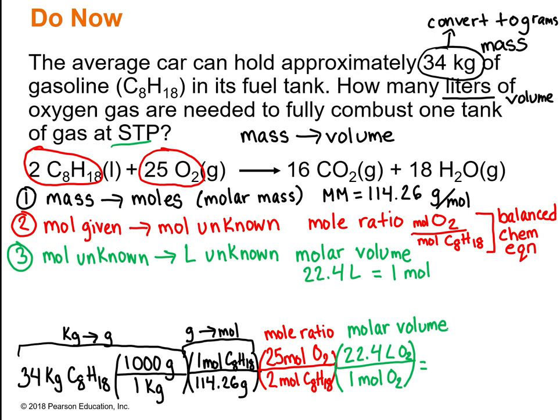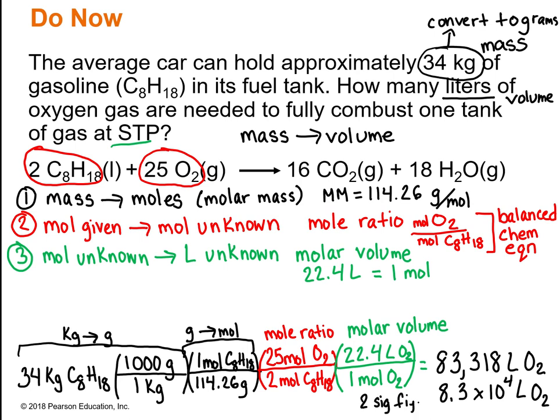So the calculator's answer gave you something like this. There are some decimals after that, but what you want to report is two sig figs.